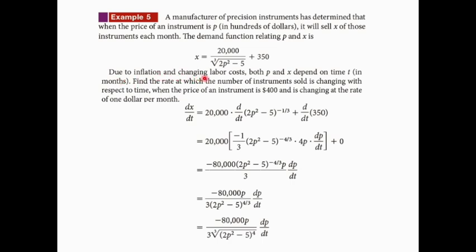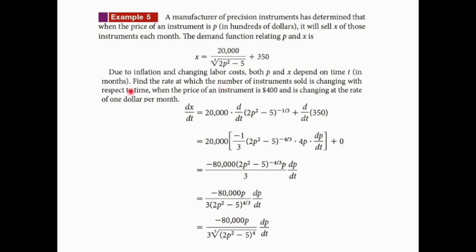Due to inflation and the changing labor costs, both P and X depend on time. Find the rate at which the number of instruments sold is changing with respect to time. They're asking us to find the rate in which the number of instruments sold is changing with respect to time. Since the number of instruments sold is represented by X, we want to find the derivative of X with respect to T. So we need to find dx/dt.